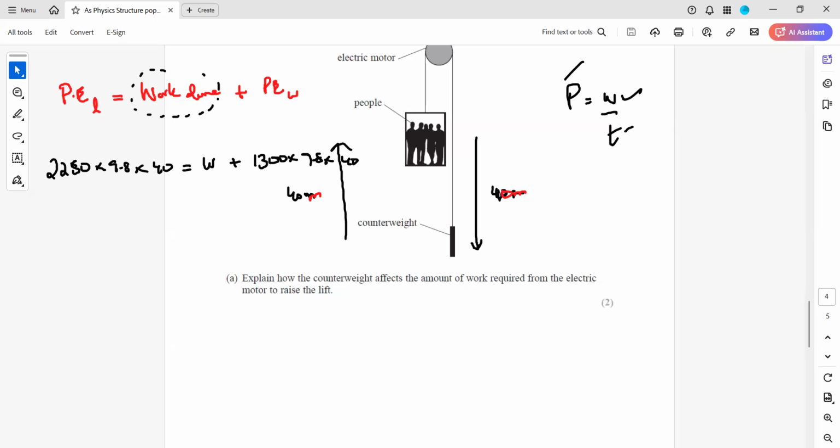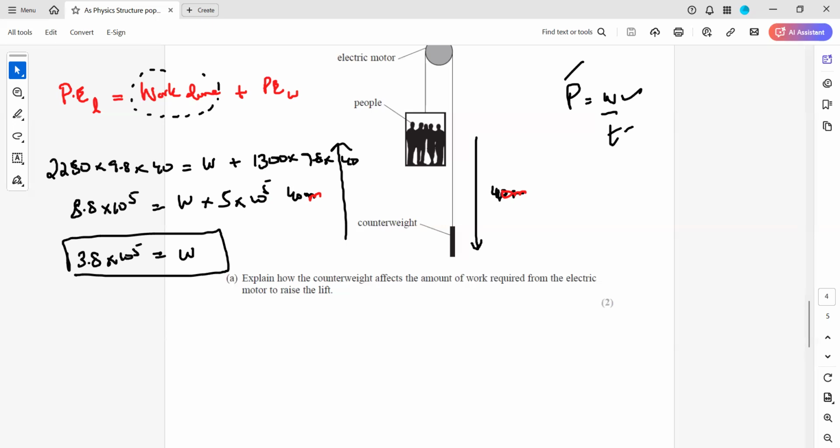So 2,250 times 9.8 times 40, that is 8.8 into 10 to the power 5. 1,300 into 9.8 into 40, that is 5 into 10 to the power 5. This will move to the other side, so this will be about 3.8 into 10 to the power 5. That is how much work is done by the motor.